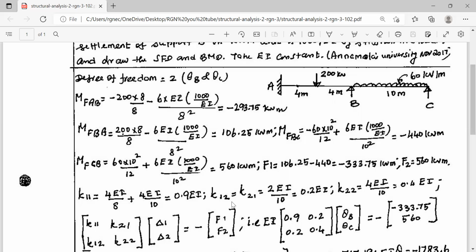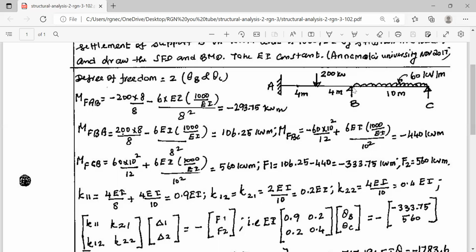The second stiffness coefficient K12 refers to the unit rotation induced at 2 and the moment induced at 1. 2 is the point where the rotation is induced. Sorry, we are first calculating K12. 1 is the point where the rotation is applied, and 2 is the point where the moment is induced. K21 is equal to 2EI by 10.